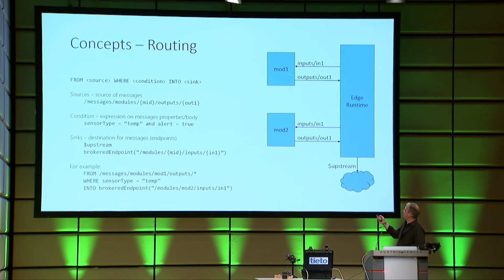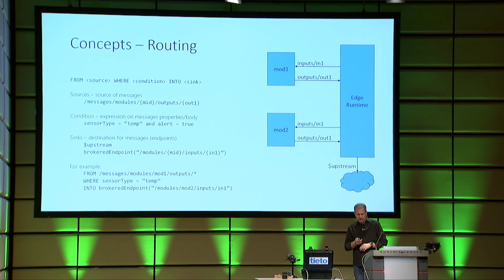tells us, okay, take the output of module 1, this one, and use that as an input in this module 2. Also apply a where condition only with sensor type equals temperature. Yep. And if you want to send data directly to your IoT hub, then you always have the $upstream available. That's just the IoT hub in the cloud.